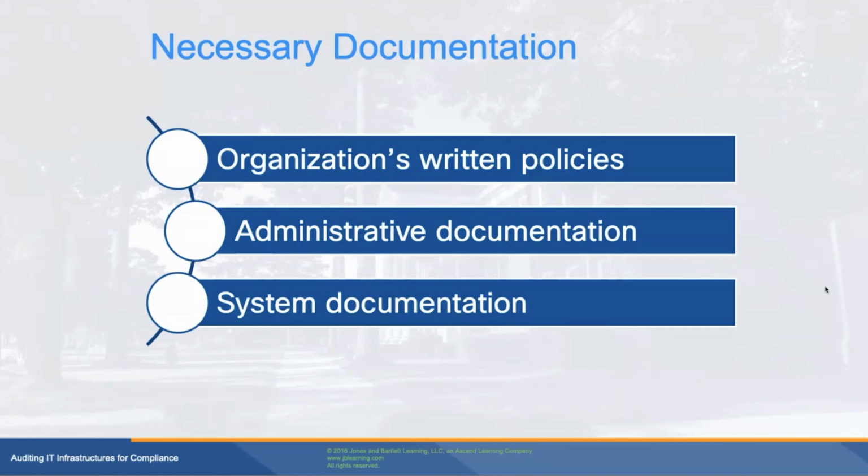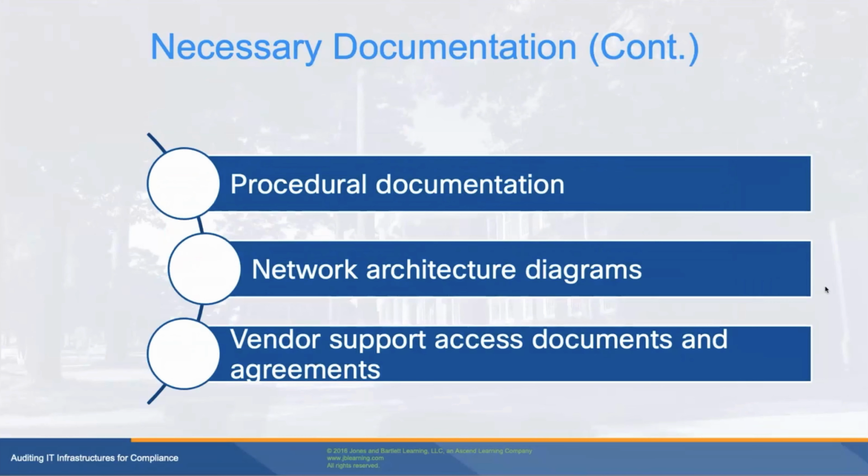We need administrative documentation. That would be information about employees, HR stuff, those types of information. System documentation, that's the technical information of maybe the servers and the workstations, things that are being audited. Like I said, the procedures, network architecture diagram, and then we're going to need the agreements that we have with vendors, the support agreements.